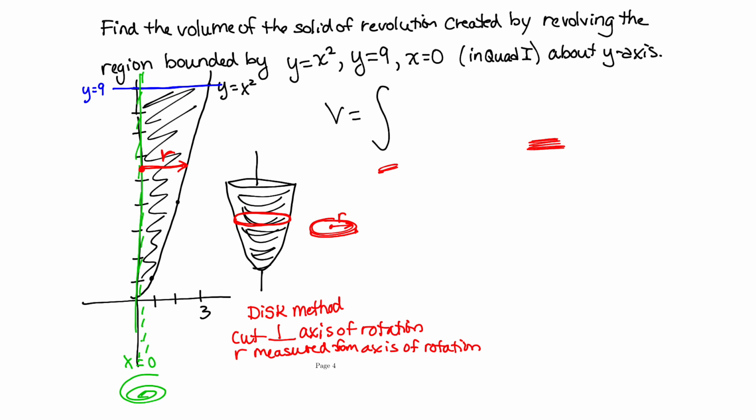Grant, what are we integrating with respect to? dy. How do you know it's dy? Because we're cutting perpendicular to the y-axis, so we're stacking things along the y-axis. In the disk method, the axis of rotation matches the thing we're stacking along. It's the opposite on Friday, okay? So we're stacking these disks, so our axis of rotation matches dy.